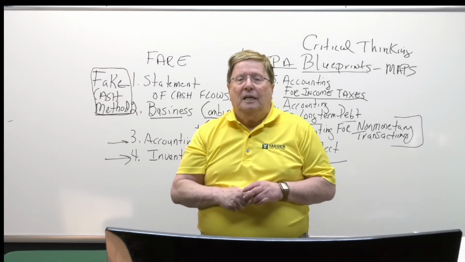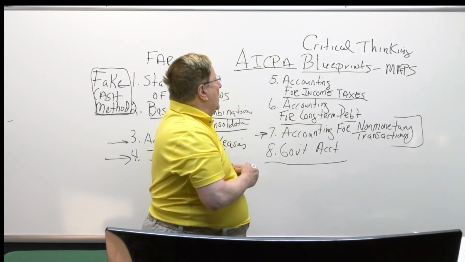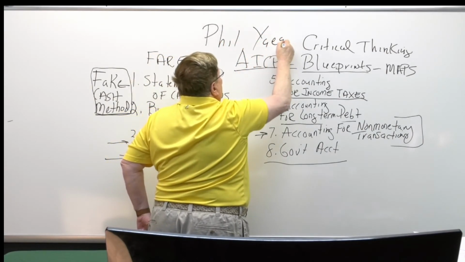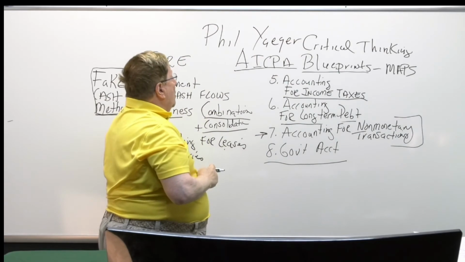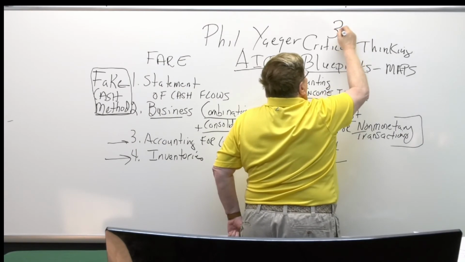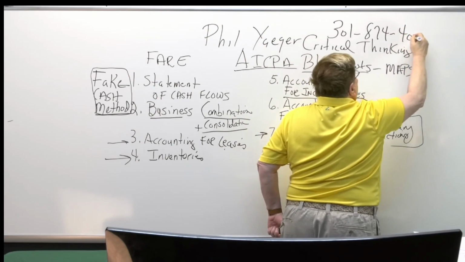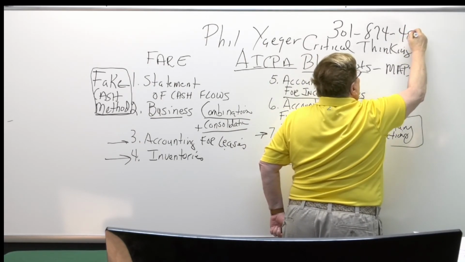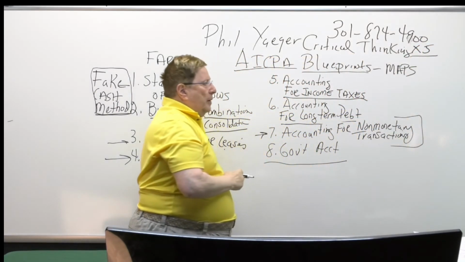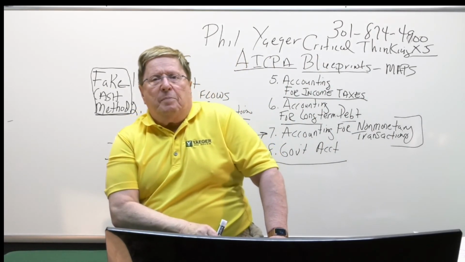And once again, if you have any questions, and you're not sure which format to pick, what you'll do is you will get Phil Yaeger, my phone number, and all you have to do is call this number, 301-874-4900. I'm at extension 5, and I will actually pick up the phone. Now just remember, I am on Eastern time, okay? Hey, I make myself available.